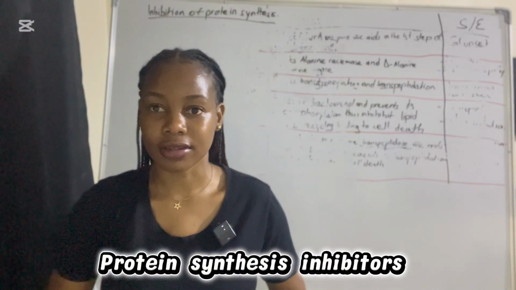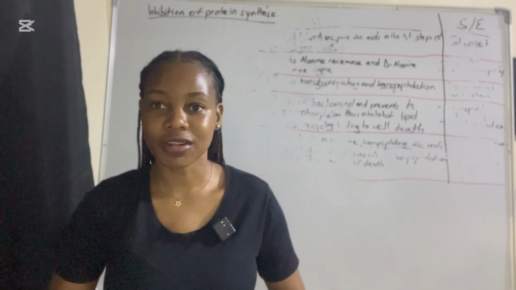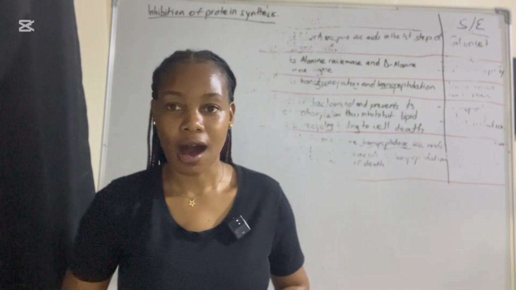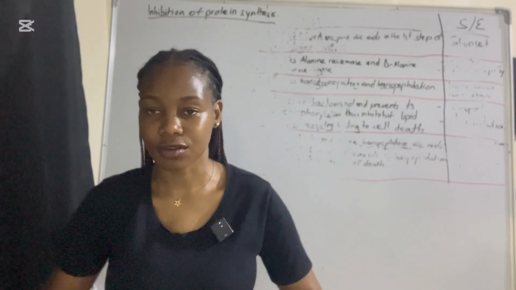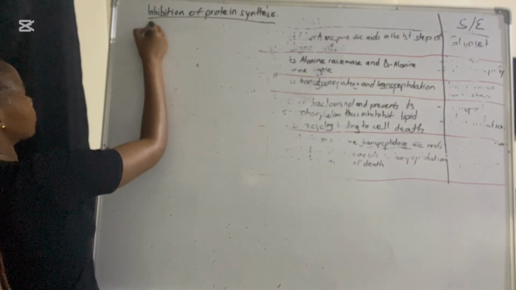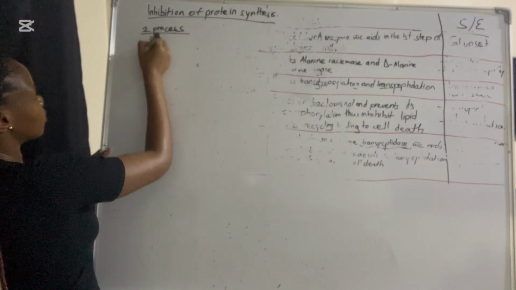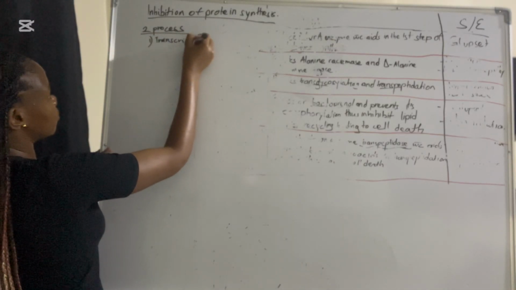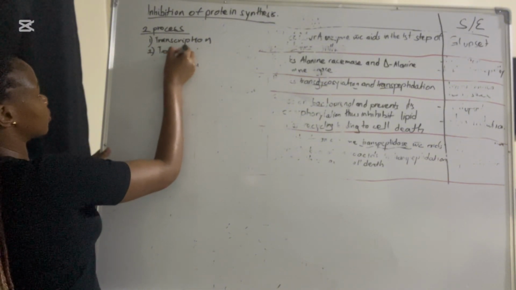So we have to first understand what protein synthesis is within a bacteria. Protein synthesis is the process by which genetic material is converted into different proteins. How does it occur? It occurs in two processes, known as transcription and translation.